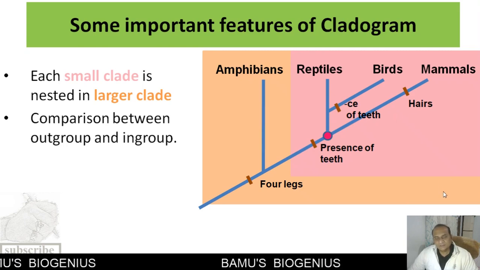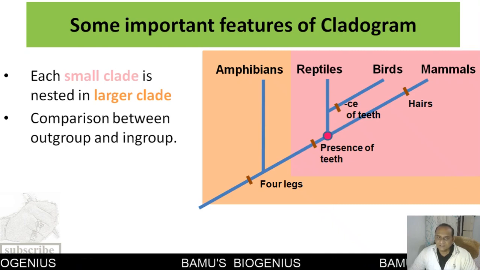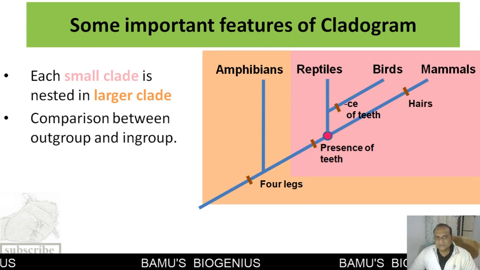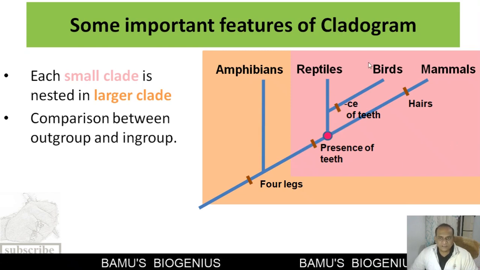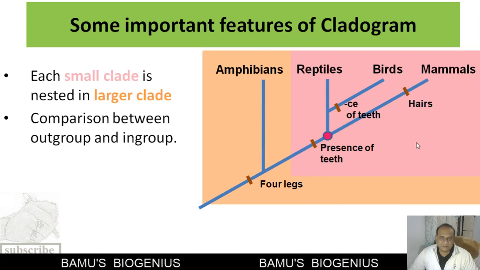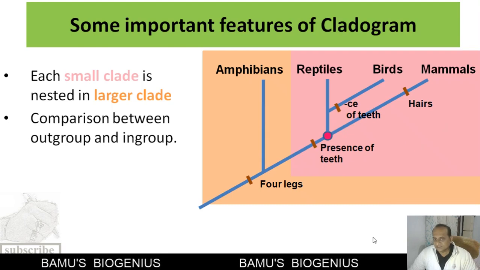Then another peculiar feature of a cladogram is that there should be a comparison between the outgroup and the in-group. In-group means the clade, or we can say the group under study, it's called the in-group, that we will see in the next slide.